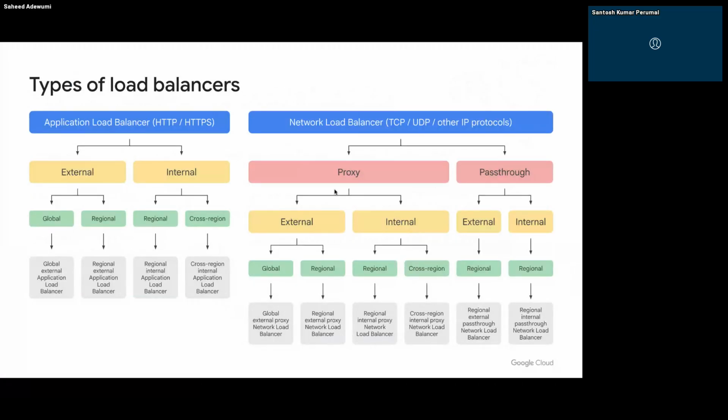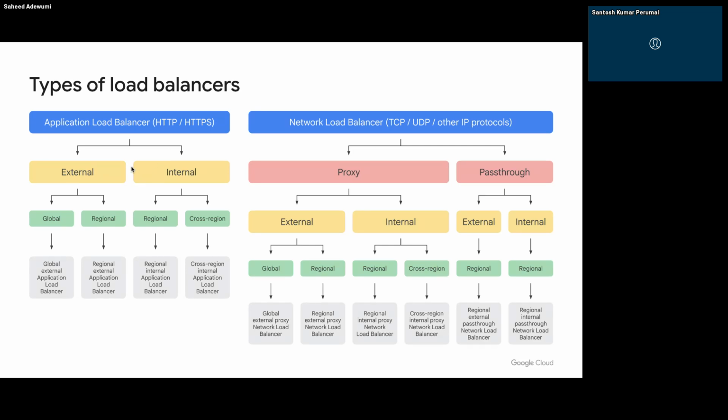So here we have types of load balancing. Load balancing is more like, anytime you set up your infrastructure and someone is trying to access it, you have to consider that people access it from different regions, different zones, different parts of the world.